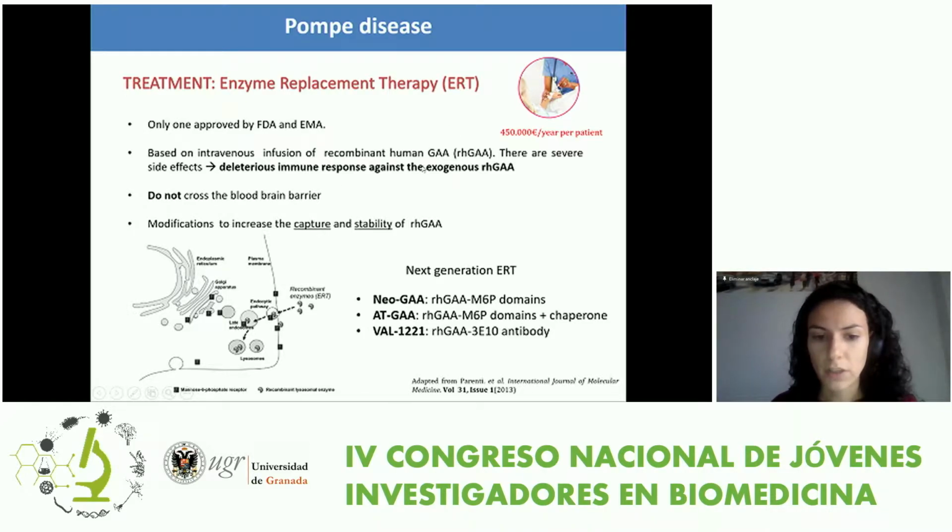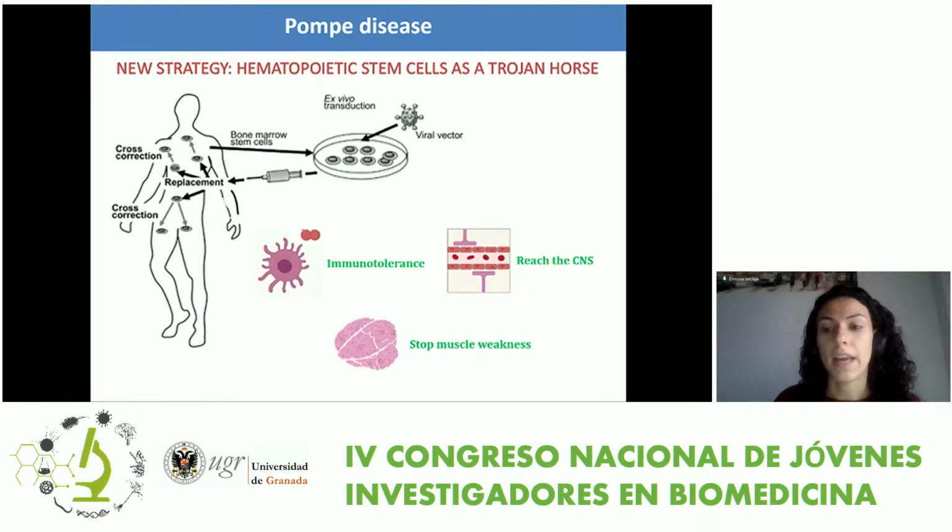The recombinant protein is captured by the mannose-6-phosphate receptor in the cells, and some companies are working on some modifications to increase the capture and the stability of the recombinant protein. Here I show you some of this kind of modification. However, they have some problems. So as an alternative, our group is working with gene therapy in this disease.